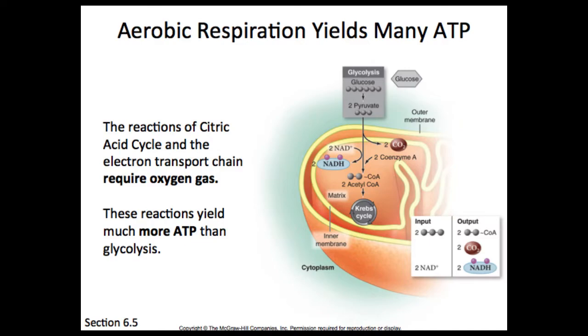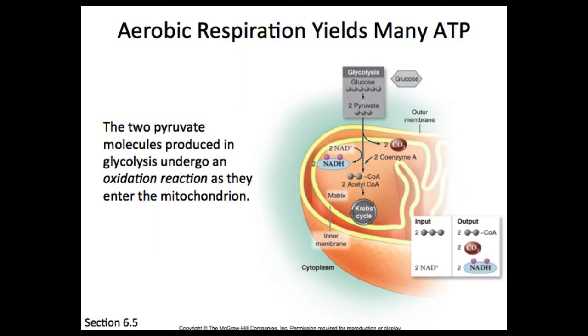The reactions of the citric acid cycle and the next stage, the electron transport chain, require oxygen. These reactions give us much more ATP than glycolysis alone. The 2 pyruvate molecules that were produced during glycolysis undergo an oxidation reaction as they enter the mitochondrion. Recall that oxidation equals a loss of electrons. Oxidation reactions are going to therefore release energy.